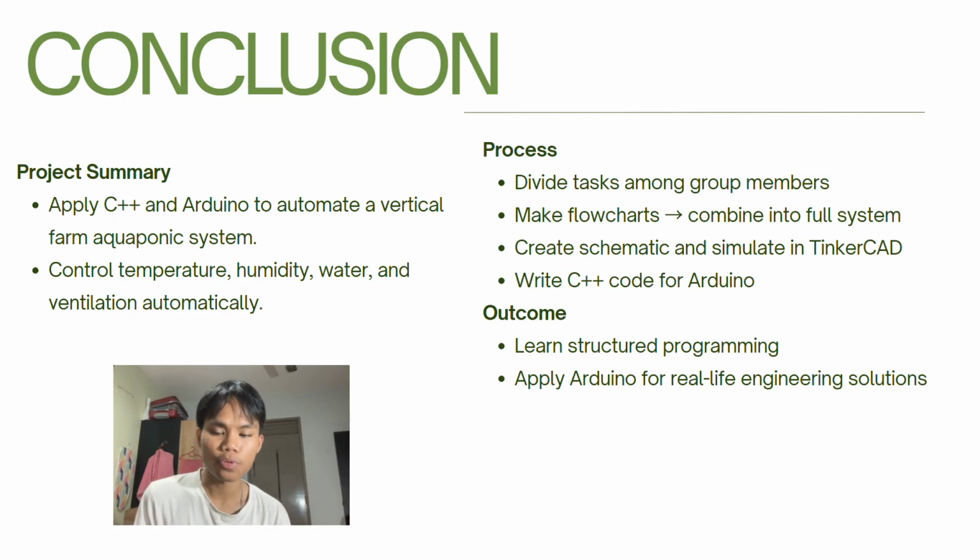To conclude, this project successfully allowed us to apply C++ and Arduino to automate a complex vertical aquaponic system. We didn't just build a device, we mastered a process from flowchart and Tinkercad simulation right through the final C++ code. The main takeaway is our ability to transition from concept to a functional engineering solution. We learned structured programming while creating an automated system that controls temperature, humidity, water, and ventilation, proving how Arduino can be used to solve real-life challenges in sustainable farming.